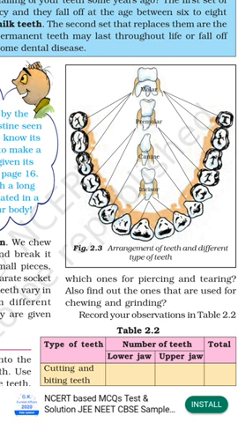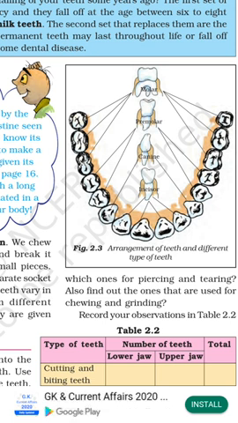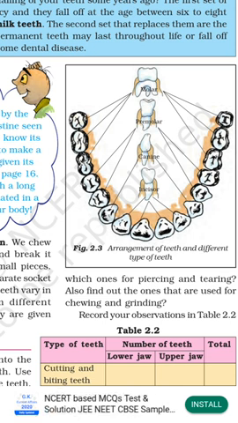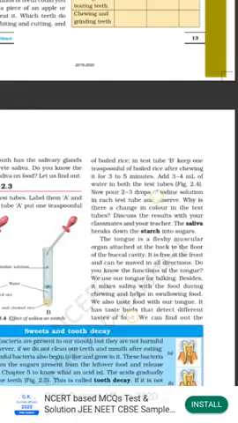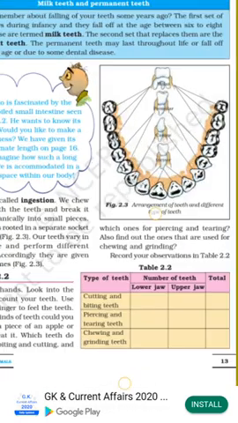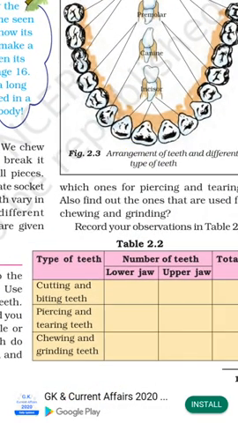There are 4 premolars and 6 molars. The same pattern will be there in the upper jaw also, 16 in the lower jaw and 16 in the upper jaw, and they have different functions also. In this table you can see, you will have to write the function also.